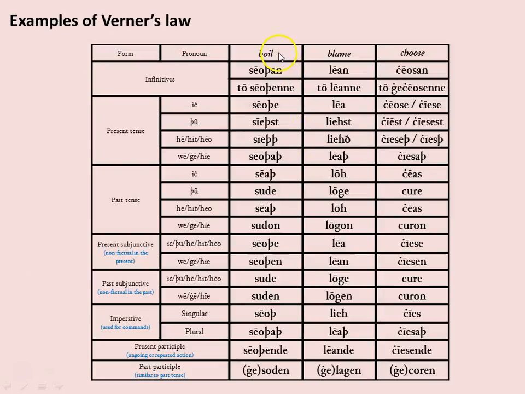So here we go. Boil, seothan, to seothene, seothe, seithest, seitheth, seothath, seath, sude, seath, sudon, seothe, seothen, sude, suden, seoth, seothath, seothende, gesodden. See how the thorn changed to a D.